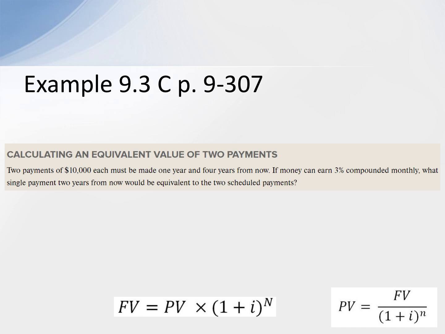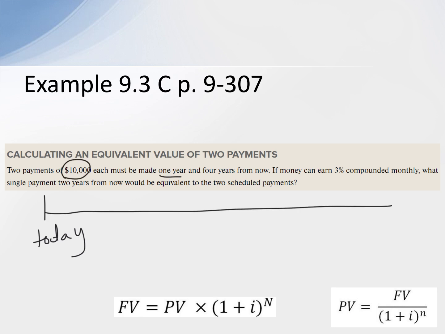We're looking at this next example where we're asked to calculate an equivalent value of 2 payments. Again, remember that the best tool you can use to determine what action you're going to take in a question like this is to draw a timeline. Straight line. We have two payments of $10,000 each. I'm going to say that we're going to mark today on the timeline. $10,000 each to be made 1 year from now and 4 years from now. So 1 year and 4 years.